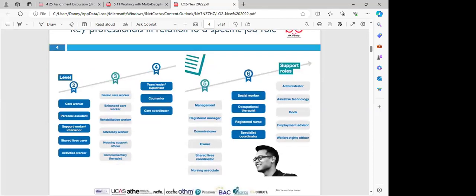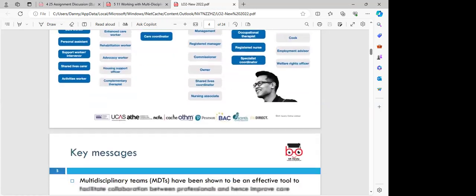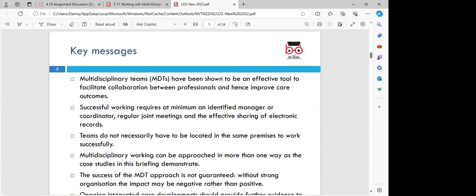What then will be the key professionals in the multidisciplinary team? So I've just mentioned social workers, very important, counselors, team leaders, care workers. These are all people who form part of safeguarding concerns. Registered nurse, we all know, occupational therapists, care coordinators, counselors. They can be support roles, it could be senior level roles, it could be welfare rights officers, nursing associates. So all these form key parts of the multidisciplinary teams.